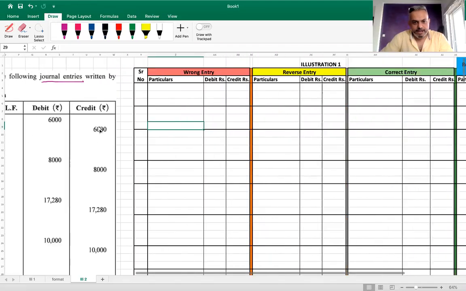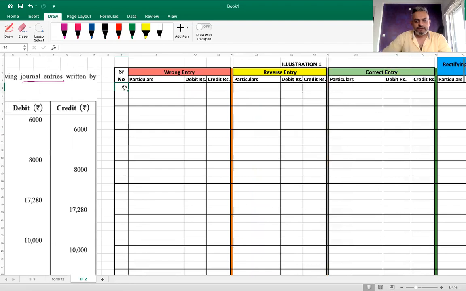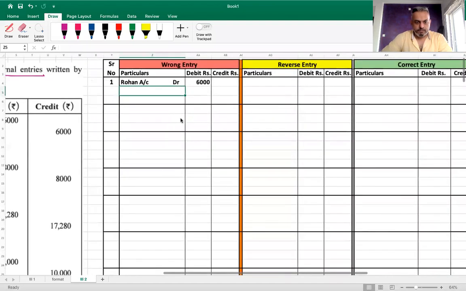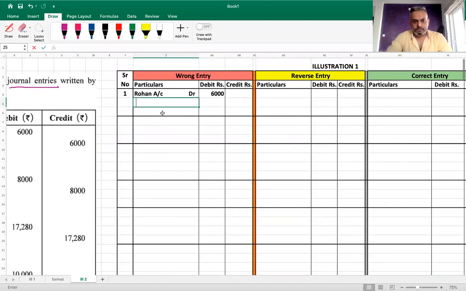So now we already have the wrong entry. So first let's write the wrong entry. Rohan account debit 6,000 to cash account 6,000. Now it's a wrong entry, so we have to reverse the wrong. So cash account which is credited will now be debited.